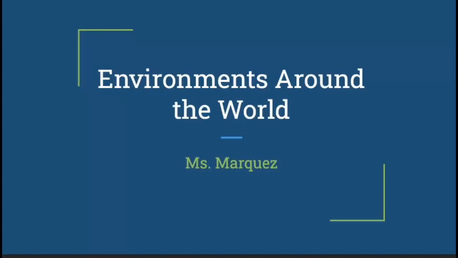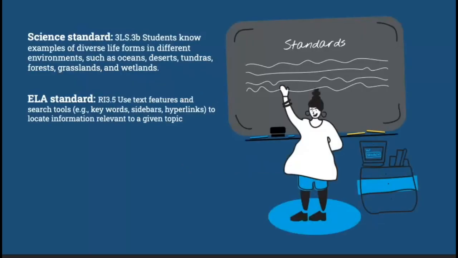Marquez, and in this video I will give a quick rundown of my science lesson plan for my Liberal Studies 488 class here at SDSU. The science standard I chose is 3LS.3b. Students know examples of diverse life forms in different environments such as oceans, deserts, tundras, forests, grasslands, and wetlands.